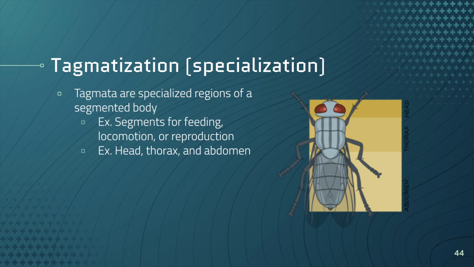Tagmatization is the process of combining multiple metameric segments to form body regions. The external effect of tagmatization is really observable in arthropods, which is our next unit, and in the case of this fly, can be viewed as a head, thorax, and abdomen. These segments facilitate adaptations for feeding, movement, and reproduction, respectively.